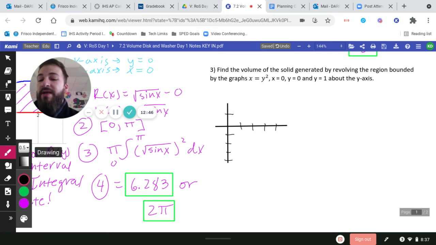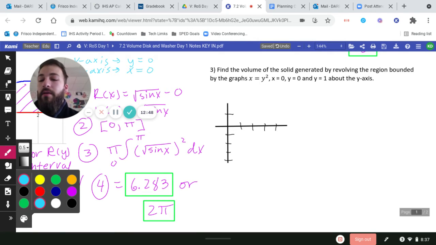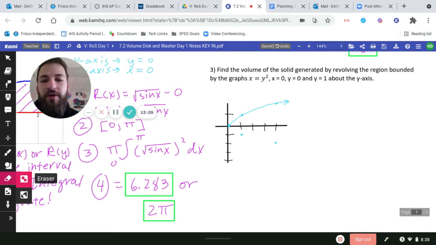And x equals y squared is going to start here at the origin. It's just like a normal parabola, but just on its side. Oh, that is a very sharp looking parabola. We're going to make it a little less sharp.